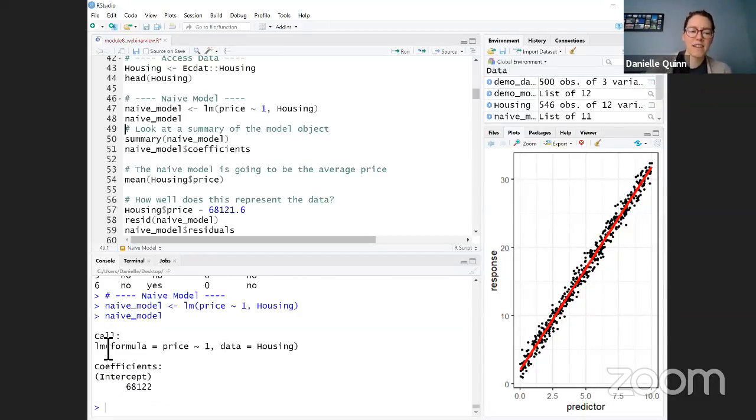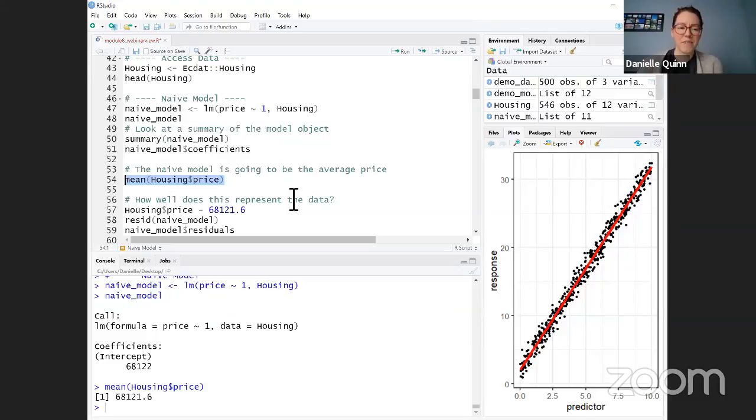So if we look at the naive model, you can see that it gives us very similar information as we saw when we did our simulated data. It says, okay, here's the model, and here are the results. You notice that it doesn't give us a slope coefficient because there are no predictors. So there is no slope. Here it says, if we had no other information, we would make our best guess that a house would sell for about $68,000. And if we skip ahead a few lines and look at the average of the housing prices, that's exactly what we're seeing. It's about $68,000.